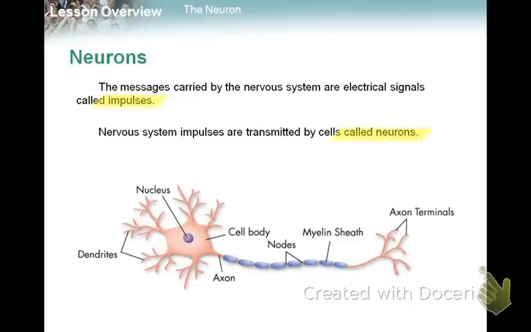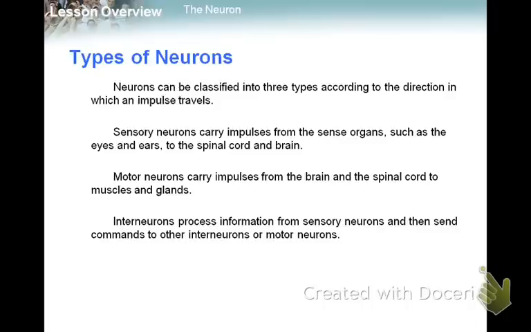Make sure you're familiar with the different parts. We're going to go through each of them. There are three types of neurons, as I was just referring to on a previous slide. Sensory neurons carry impulses from the sense organs to the spinal cord and brain, to the central nervous system. Motor neurons carry impulses from the brain to the muscles and glands. And interneurons are in between. They process the information and send commands, so they're in between the sensory and the motor neurons.